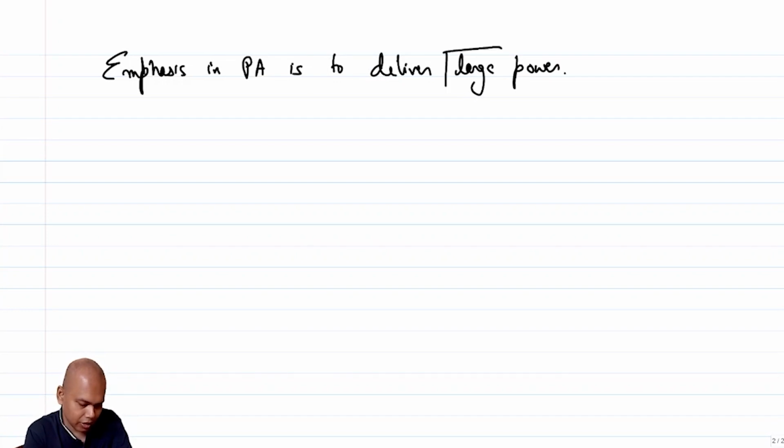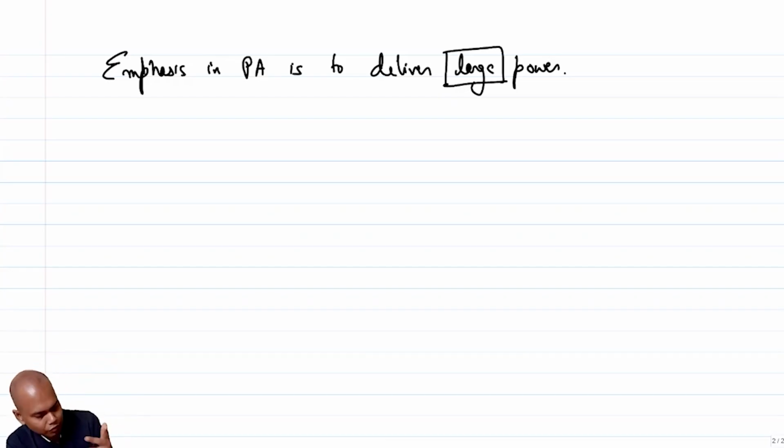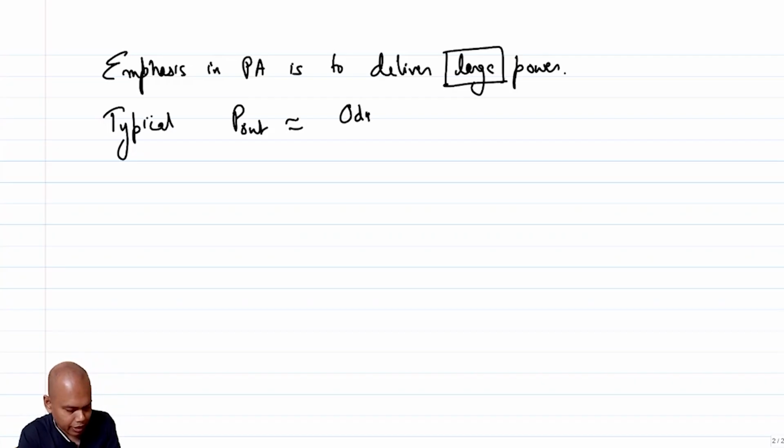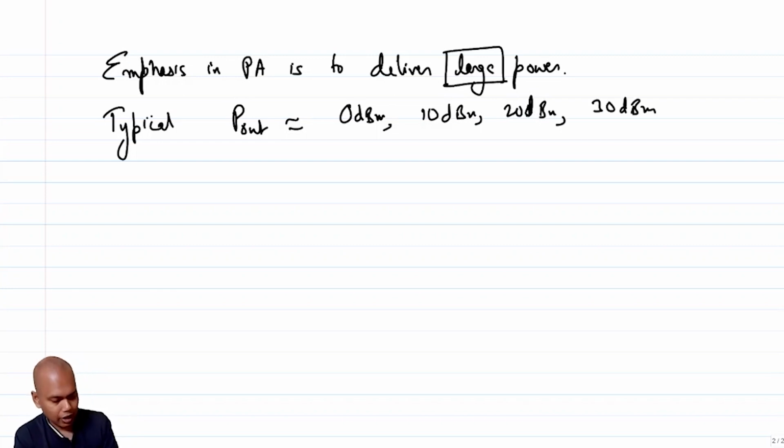Now large and small are obviously relative terms. What is large, what is small in this case? So I have to give you some benchmark, right? Typically, the expected power levels, typical P out, is of the order of 0 dBm, 10 dBm, 20 dBm, 30 dBm, and so on.